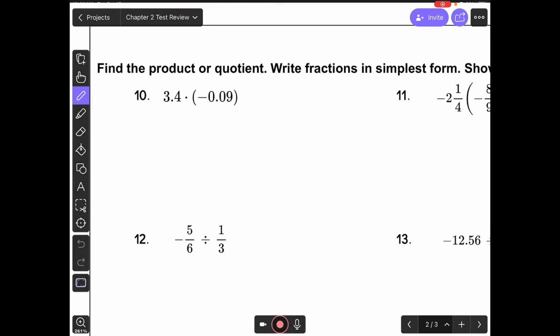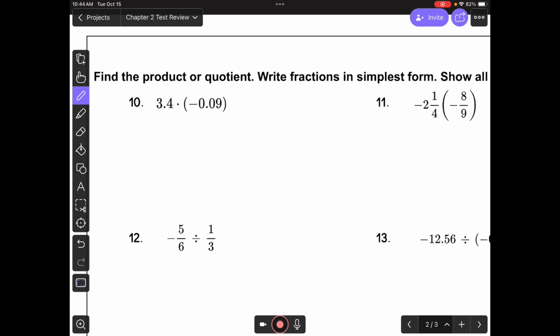All right, finding products and quotients of rational numbers. For this one, I've got a positive times a negative. Different signs means this answer is negative. 0.09. I like to put the number with the least amount of digits on the bottom. You don't have to. If you want to do it the other way, you can.